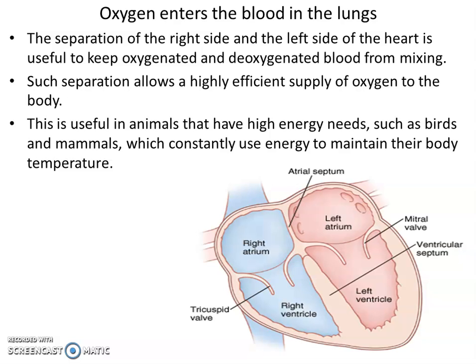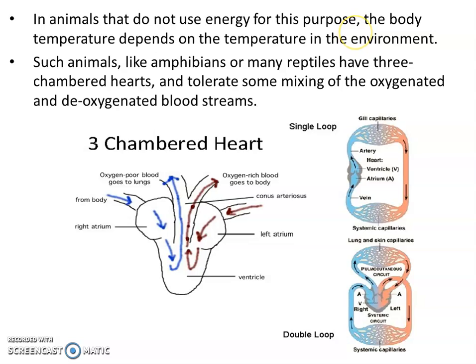So this is the case of animals which have to maintain their body temperature, and there are animals which do not use energy for this purpose. To maintain their body temperature, they do not require any energy for it. So in animals that do not use energy for this purpose, their body temperature will depend on the temperature in the environment. Okay, whatever the temperature of the environment is, their body temperature will be based on that.